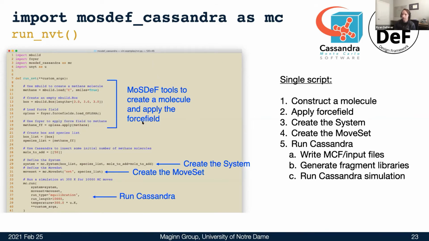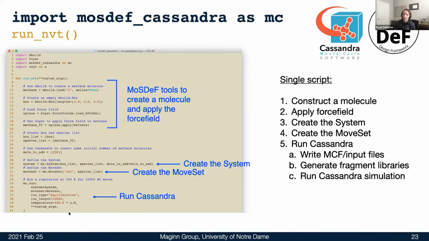This first part I've already shown. We create a molecule and apply the force field. You come down here, we define our system, we pass in our simulation boxes and what's in our simulation boxes, and then we create the move set, we specify an ensemble and what molecules we're simulating. This provides a default set of move probabilities. You can of course edit these, but here we're not choosing to do so. And then you say mc.run, and you specify the last few things you need to run your simulation. When you do this mc.run step, this does everything needed to run Cassandra. It writes all your MCF files and your input files, it runs the fragment library generation, and it runs a Cassandra simulation.